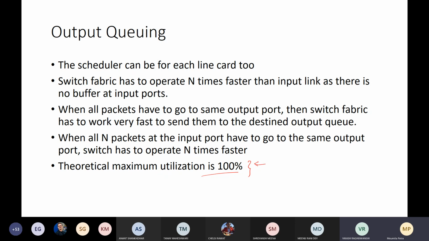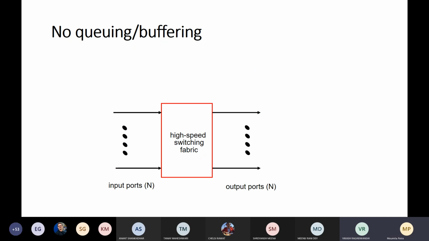So today what I'm trying to tell you all in this class is what we need to do, how do we need to find out, and how exactly we get our hands dirty, that we will see one by one. This is about output queuing.